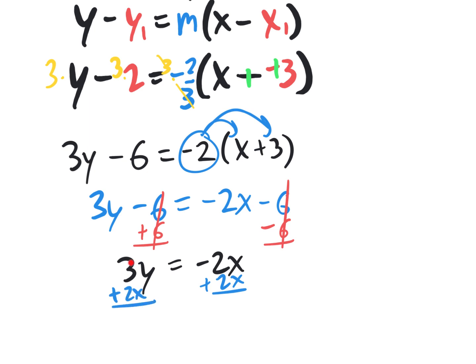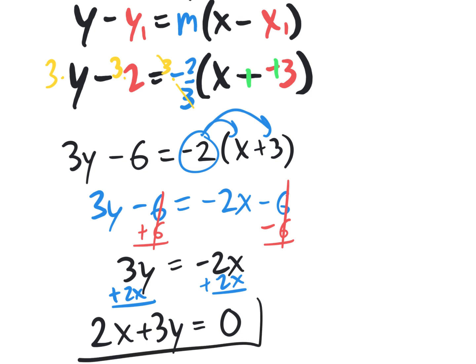Now you can't really add 3y and 2x, so we're just going to rewrite it. A positive 2x plus 3y equals nothing on the right side. So this is your standard form equation: 2x plus 3y equals 0. Okay. Does that make sense?